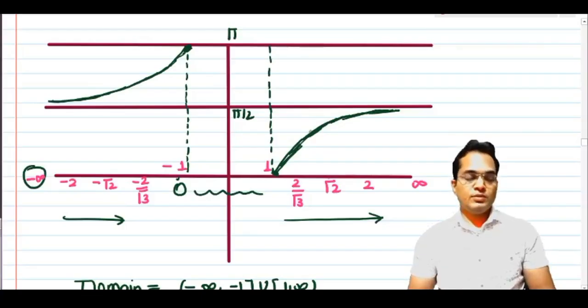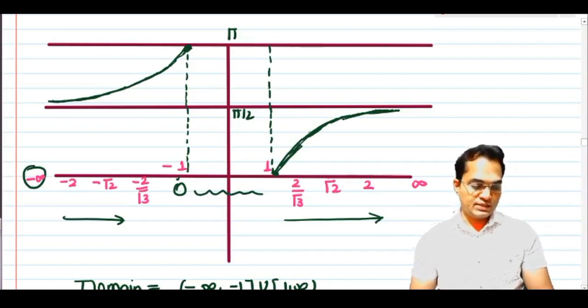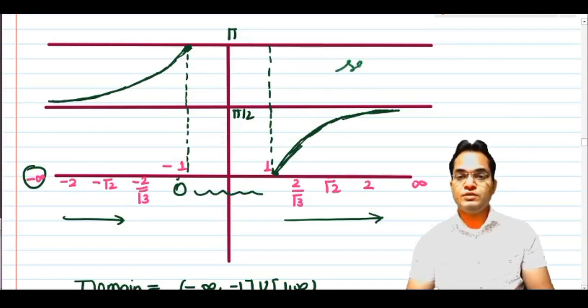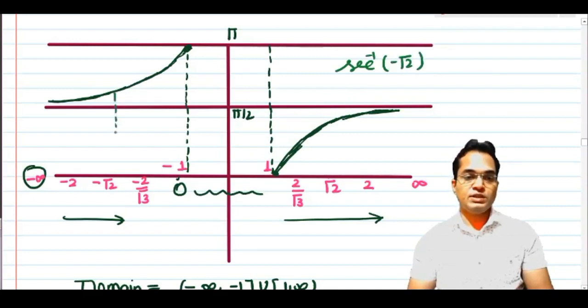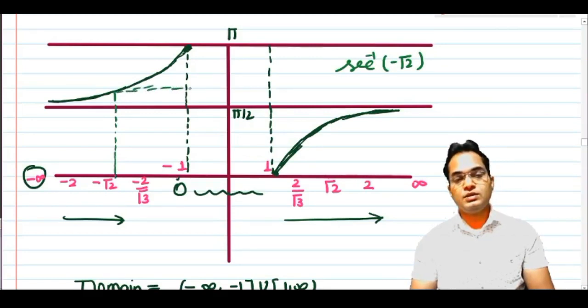Now we are going to solve exercise 4.4, which is based on the graph of sec inverse x. The first question is the value of sec inverse of minus root 2. Where is the minus root 2? It is here, and you can see the value corresponding to minus root 2 is here. It is 3 pi by 4.